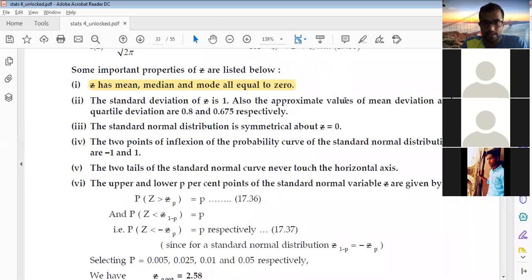Next, this we have already written. If you have not written, please write. Mean deviation is 0.8, quartile deviation is 0.675. I made you recollect. Point of inflection, again, this is the standard normal distribution. It is minus 1 and plus 1. There it was different: mu plus sigma, mu minus sigma. Two tails, this I've already told you before, it's the same point. They never ever touch the horizontal axis.